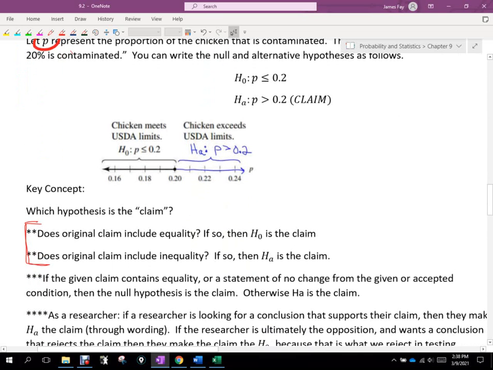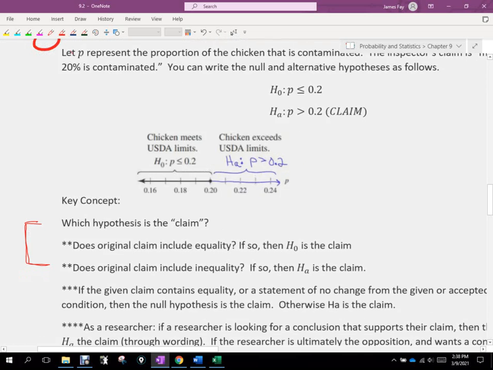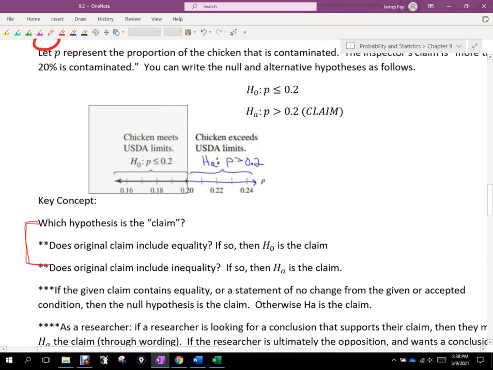As a picture, this would be the idea. If we're above 0.2, hopefully our sample data will say that we are far enough above. That says that our sample is representative of the population, and then there is maybe reason to reject the null hypothesis. When I reject the null hypothesis, that means there would be evidence to support the alternative. Does that make sense? Or if I fail to reject the null hypothesis, then there is evidence to support that the company is not contaminating their chicken.